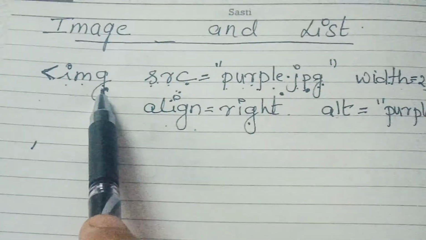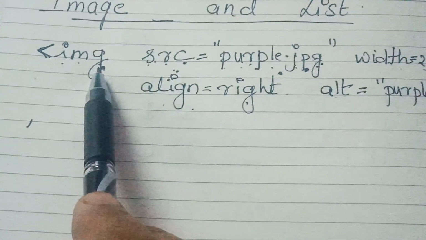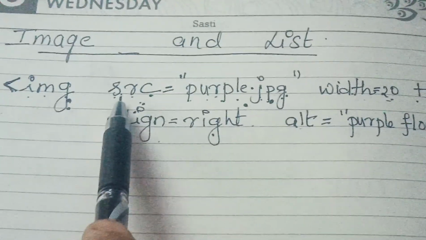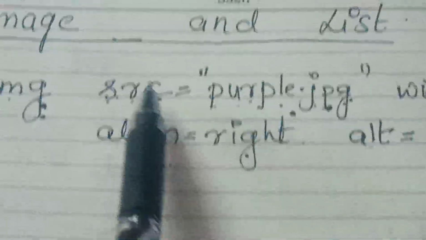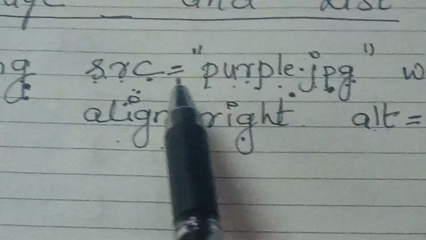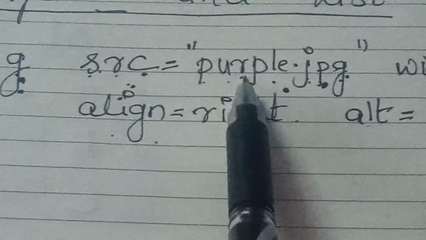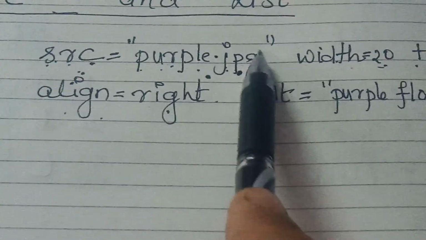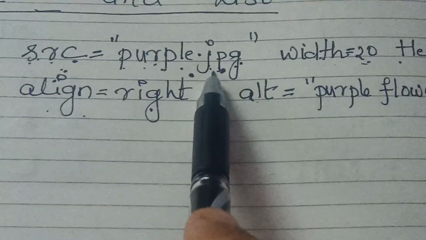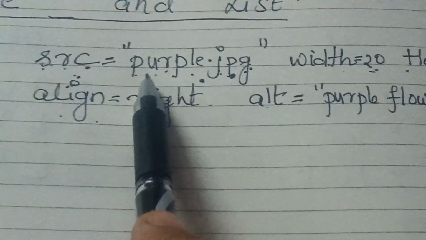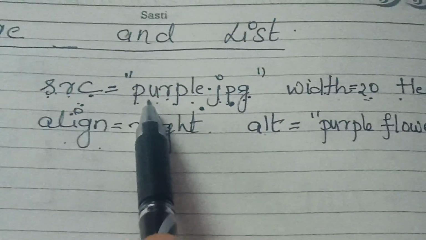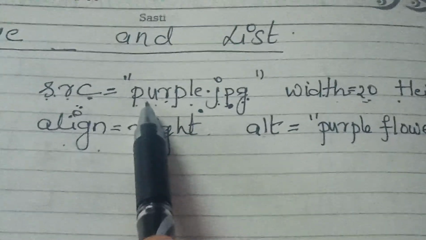Now, if we have to load the image, we also have to give the name of the image that we have to load, and that is given by the attribute src. Here you can see that I have written src is equal to purple dot jpg. This is the name of the file that I want to upload. Clear?